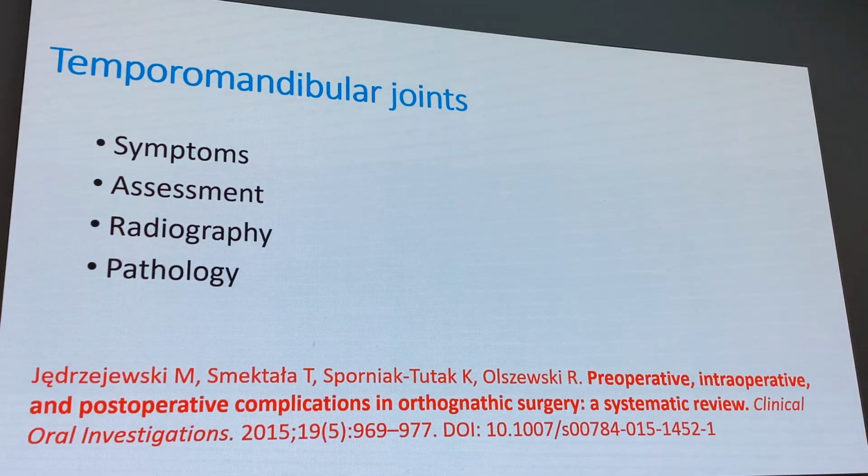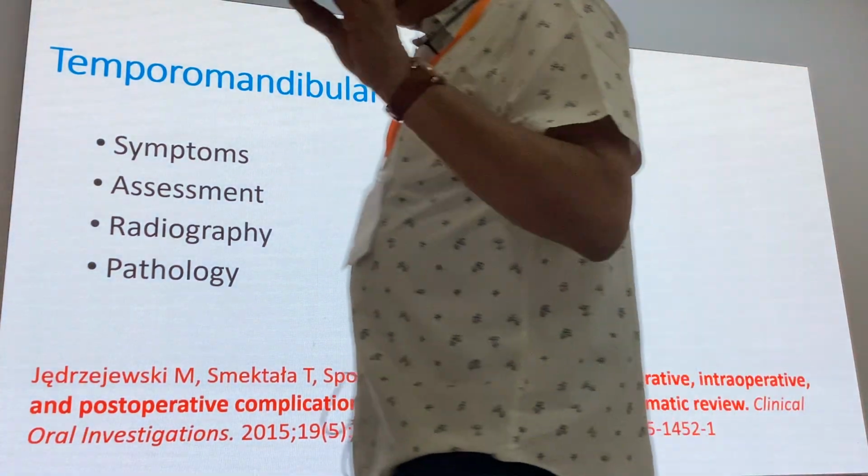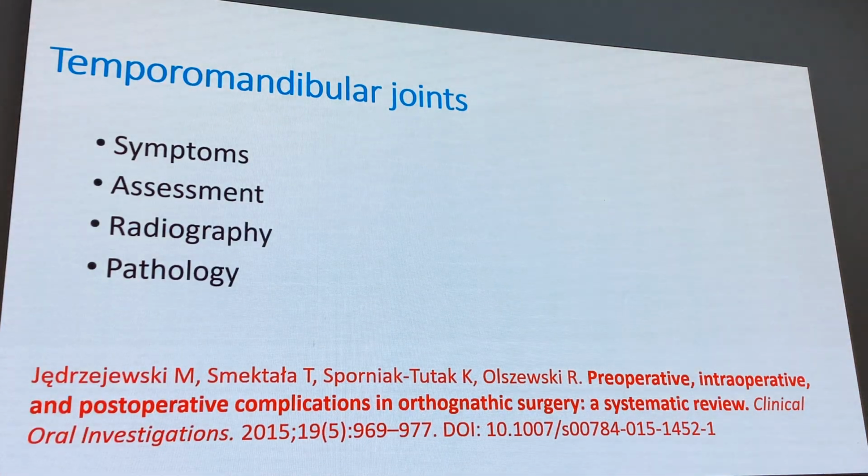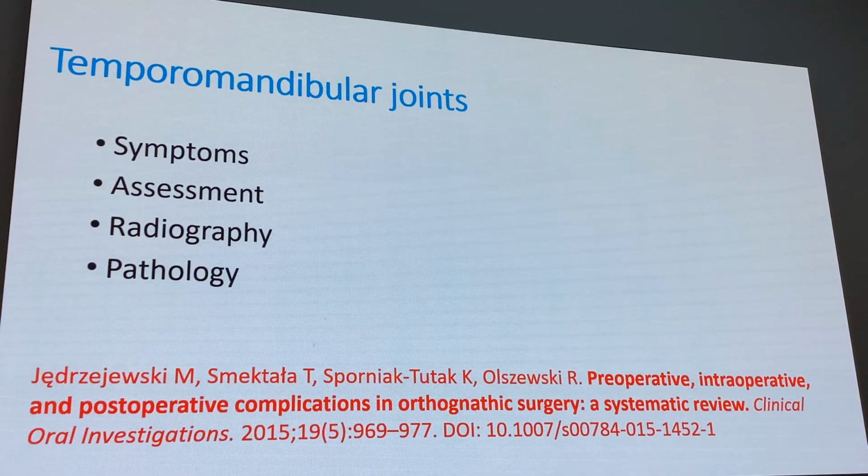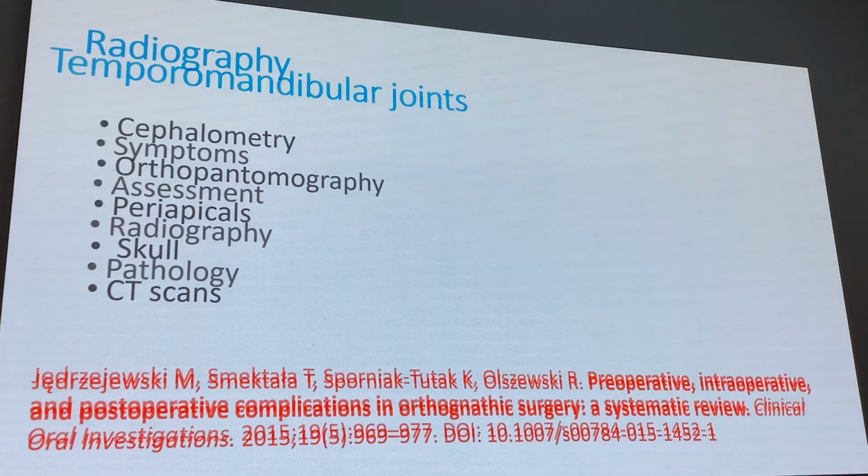Next, the joints were already mentioned. The temporomandibular joint is the most unique joint of the human body, because both the joints have to move together. Right? No other joint in the human body has to move together. For one finger, I don't have to move all the fingers. Similarly, any other joint. But this is the most unique joint. And that is why it's very complicated, and you have to understand and examine the joint before you think of doing some procedure on the patient. So symptoms, assessment, radiography and pathology.